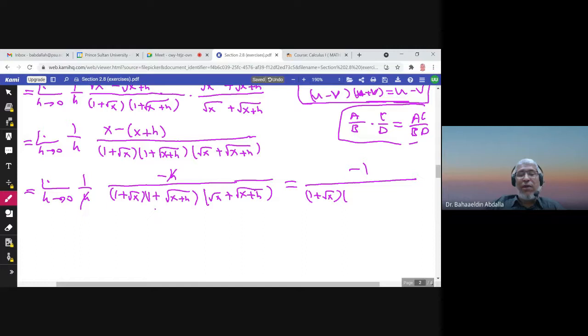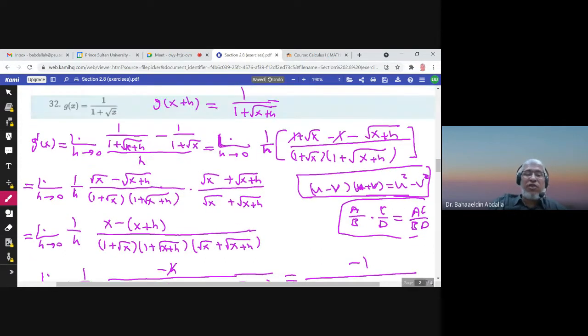Well, here, I replace h by 0. So I have 1 plus square root of x. And here I have square root of x. There is no h. And here, I replace h by 0. So I have square root of x. So what is the answer? Negative 1 over 1 plus square root of x all squared. And when I add square root of x plus square root of x, I have 2 times square root of x. So this is the derivative of this function.